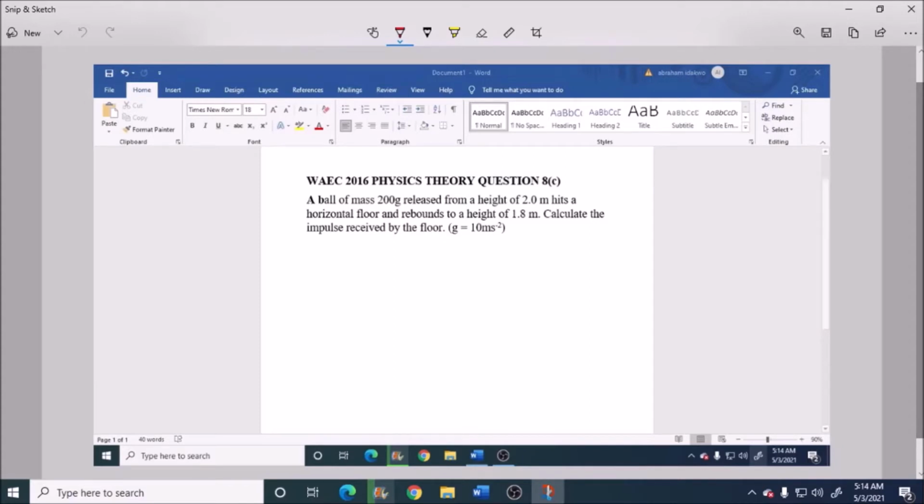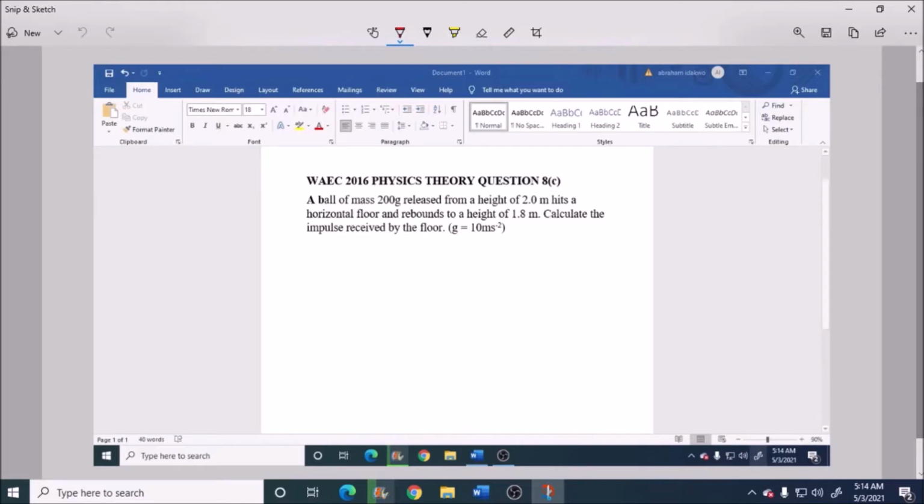A ball of mass 200 gram released from a height of 2.0 meter hits a horizontal floor and rebounds to a height of 1.8 meter. Calculate the impulse received by the floor, given that acceleration due to gravity is 10 meter per second squared.